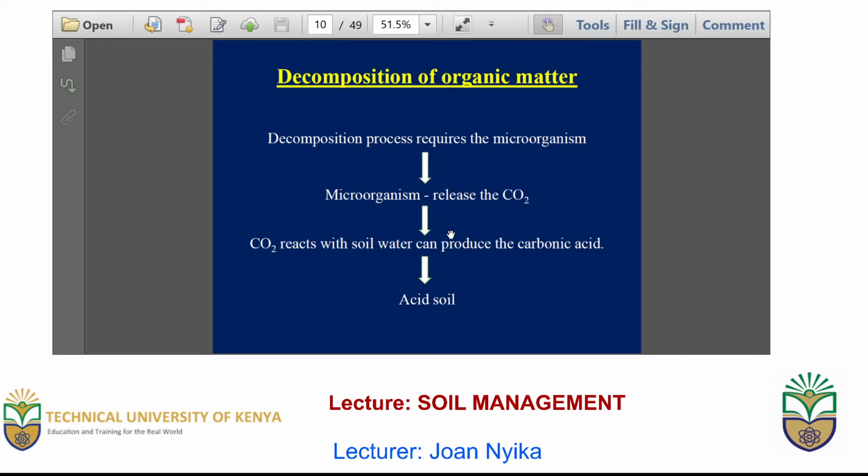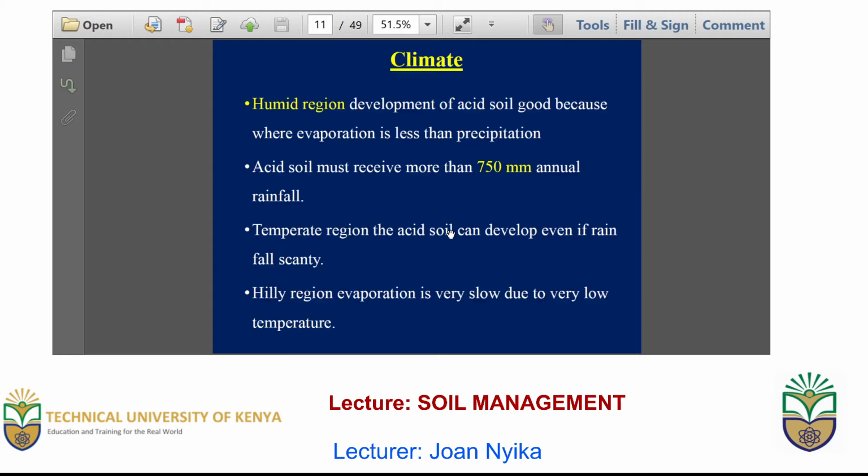The reaction between carbon dioxide and water in the soil, or by the plant roots, produces what we call carbonic acid. This is also a contributory factor to soil acidity. Another reason why soils are acidic is as a result of climate.